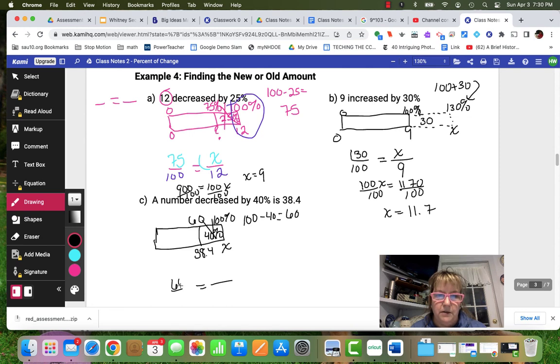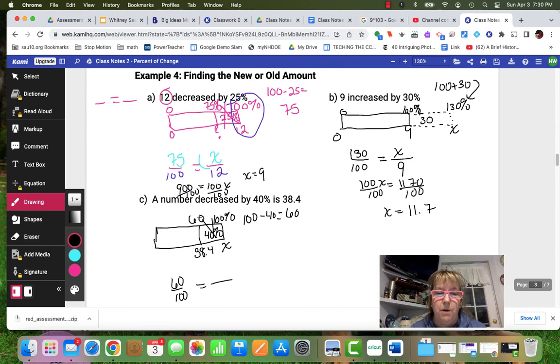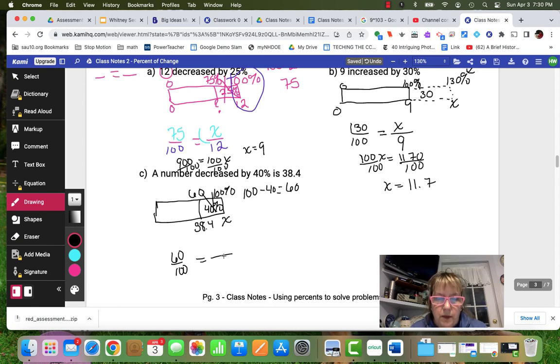It is 60% over 100. And we know that that's the part, so that would be 38 and 4/10 over x. Now if I cross multiply, I get 60x is equal to 3,840. Now if we divide that by 60, sorry, I had to grab my calculator. If we divide those, we end up with x is equal to 64.